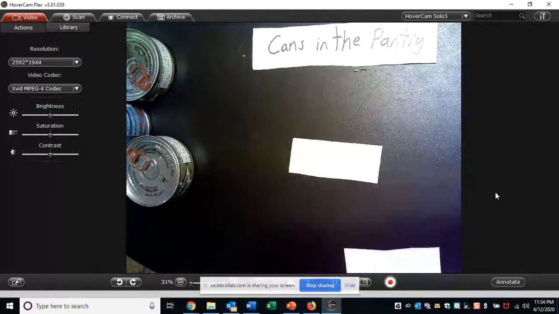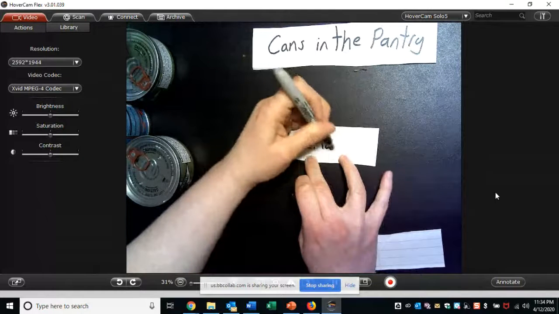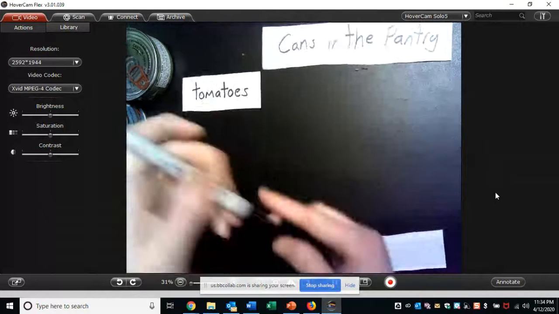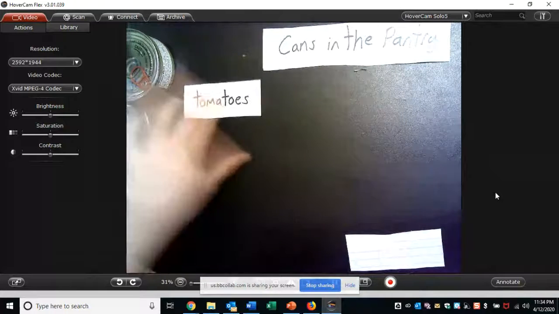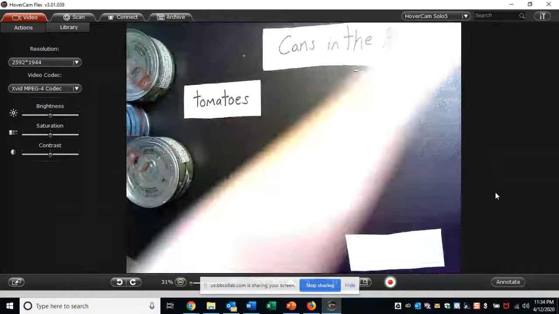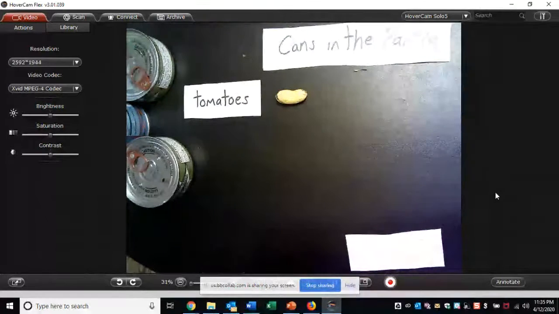So the first one was tomatoes. So I'm going to make a label for tomatoes. I'm going to put that first. And do you guys remember how many cans of tomatoes I had? So there's just the one. So that's going to tell me how many peanuts to put. I'm going to just put one peanut for 1 can of tomatoes.